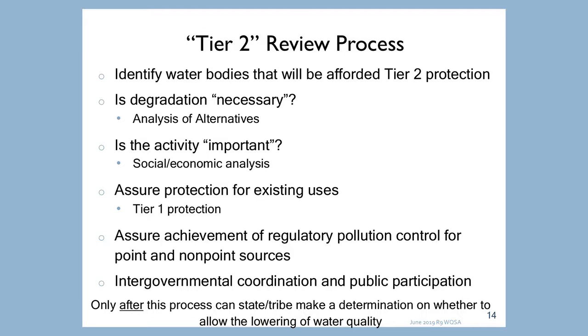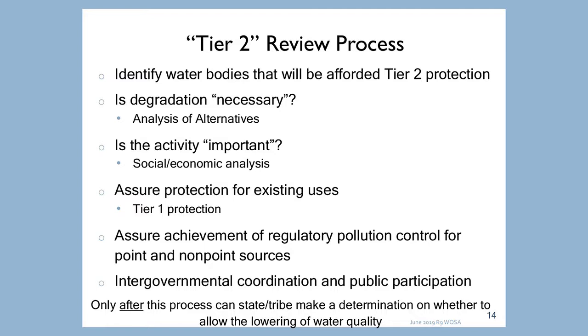Okay, here's the general picture of how you do a tier 2 review. First, you have to identify which waters will be afforded tier 2 protection, and we'll go through how you do that. Then figure out whether the degradation is necessary. That requires your anti-degradation analysis or an analysis of alternatives. Then, is it important, which is really about a socioeconomic kind of analysis.